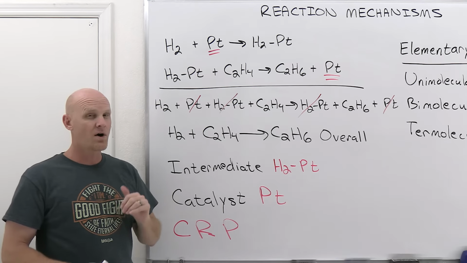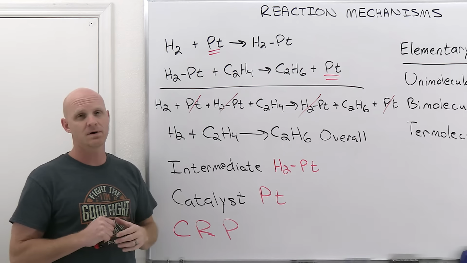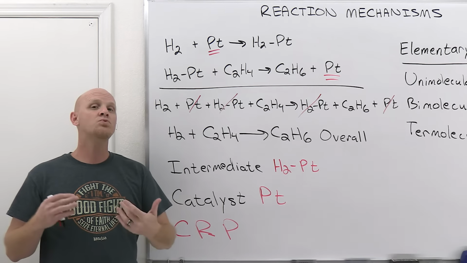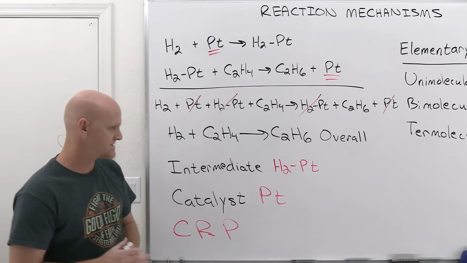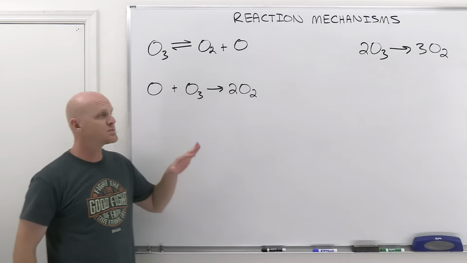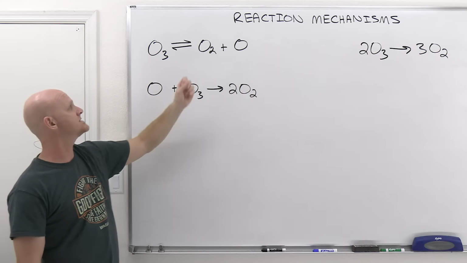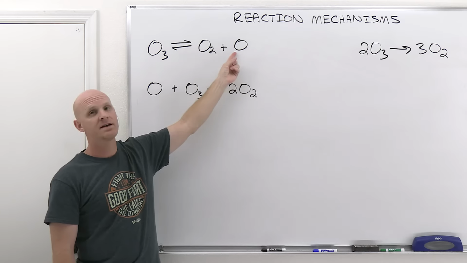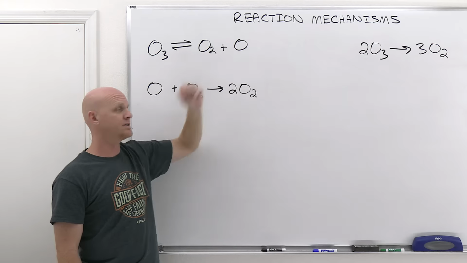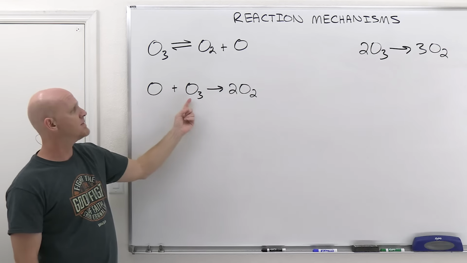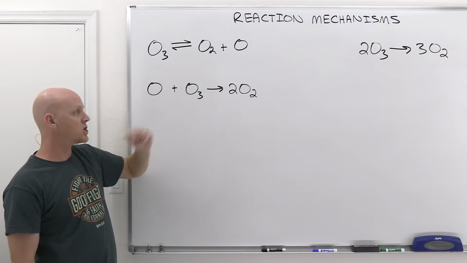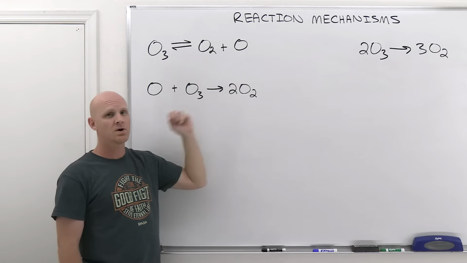Cool, let's make this a little harder now. So we're going to put another mechanism up here and actually figure out the rate law based on this mechanism. Let's take a look. All right, so this is the mechanism we're going to look at here. It's got 2 steps. We're first going to have O3 break apart into a molecule of O2 and then a single O atom here. And then we're going to have that O atom combine with another molecule of O3, which is ozone, to form 2 O2 molecules.